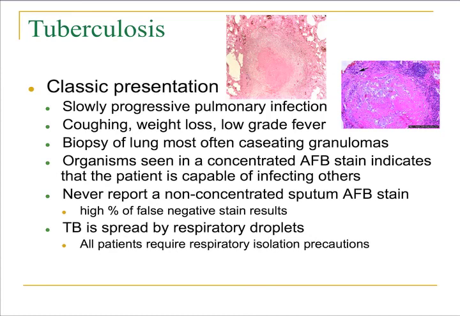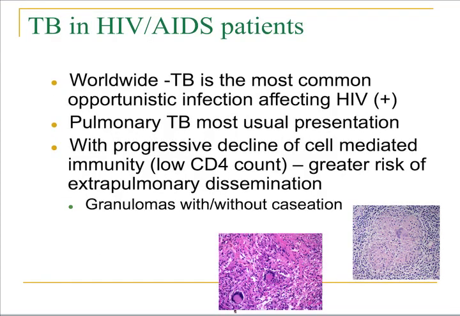One important thing, because the AFB smear is such an important indicator for a patient being infectious, you should never do an AFB stain on a non-concentrated sputum specimen and report to a physician. There could be confusion, and they do not realize that it is non-concentrated, and it will give you a very, very high percentage of false negative stain results. So laboratories should never do a non-concentrated AFB stain to look for Mycobacterium tuberculosis. TB, of course, is spread by respiratory droplets. So all patients require respiratory isolation precautions that have a positive smear or are thought to be a high risk for Mycobacterium tuberculosis infection.